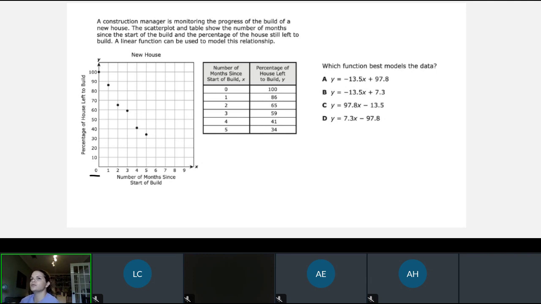So you are going to complete a linear regression on one of your calculators. You can use Desmos or you can use your TI-84. And then you are going to vote on the poll which of these functions represents this data.